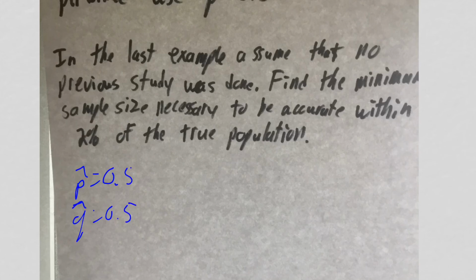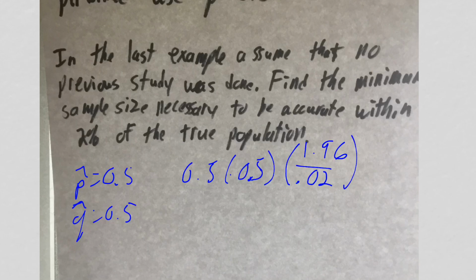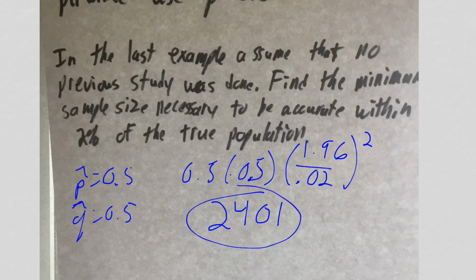So we're going to start with the p hat equals 0.5 and the q hat equals 0.5. Your work is basically the same, except you're going to use 0.5 for both your p hat and your q hat. So it's 0.5, 0.5. And then the same 1.96, because we again still want the 2%. So 0.02 squared. Again, when you put this in the calculator, you do actually end up with a nice whole number of 2,401. So the difference in the answer when you have a previous study and when you don't wasn't great in this one, but it all depends on your study.